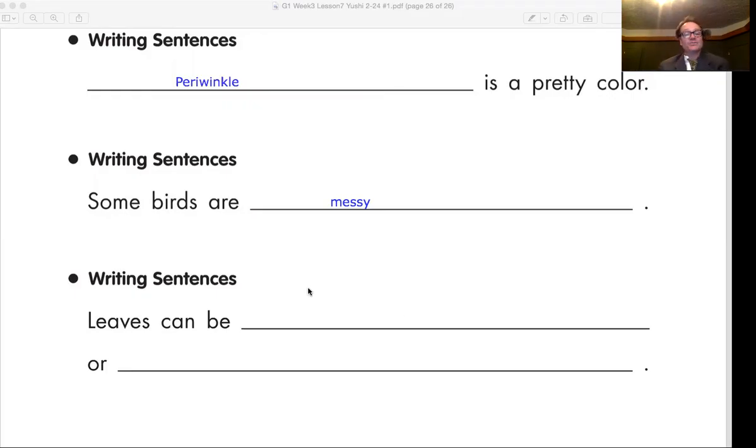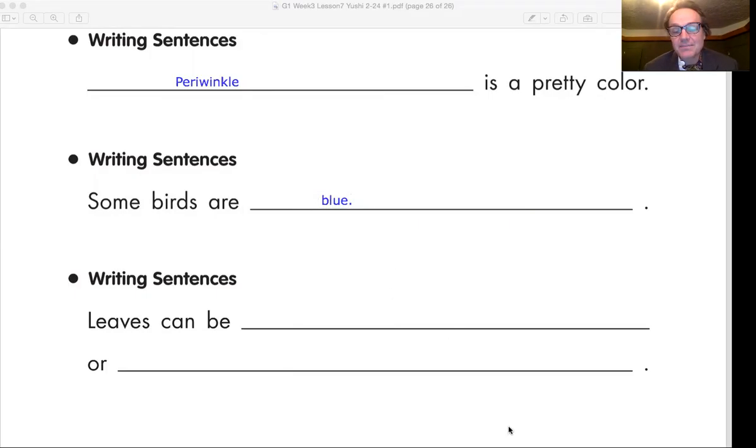And finally, the last one has two. Leaves, you know, the leaves on trees. I think maybe I put that, I just got confused for a moment. Some birds are messy. That's true. But you know what? I kind of think that they're looking for colors. So we could write this. Some birds are blue. That's probably a better answer.